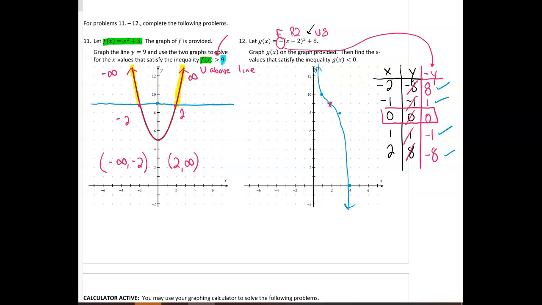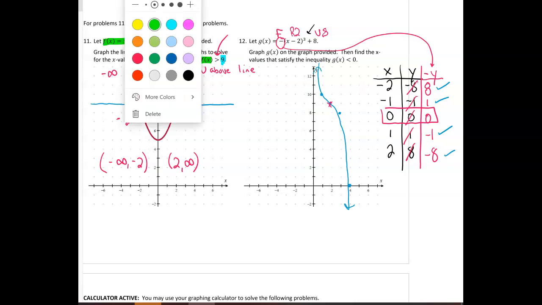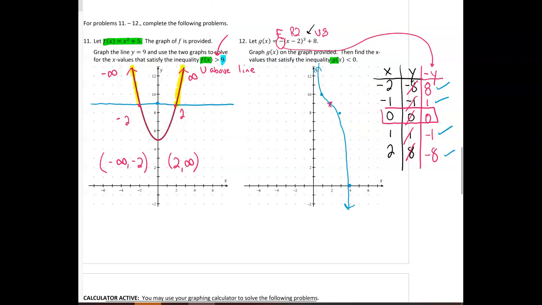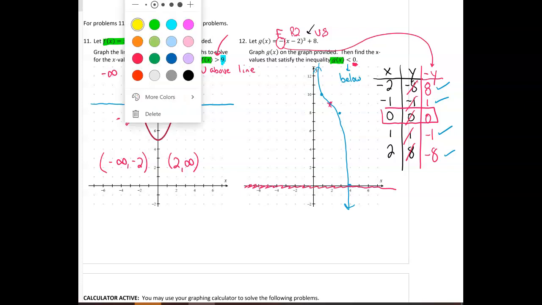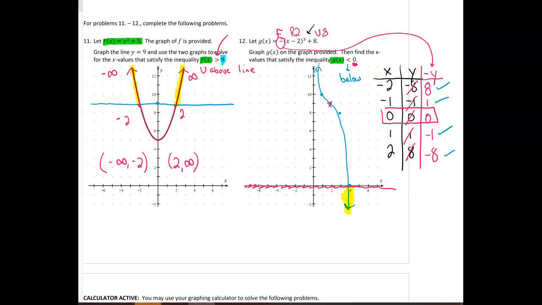And this time, we want our function, g of x, which is this kind of S curvy line, to be below my flat line of 0. So here's 0. And I want the part that's below. So if I get my highlighter out, I want the part of this curvy line that's below my red line, so right here.